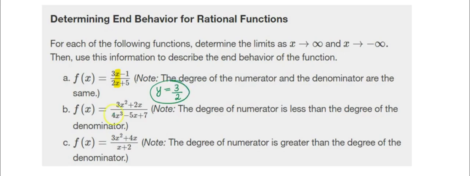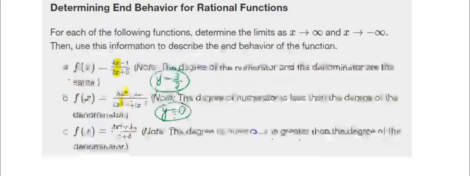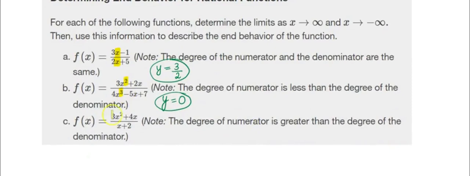Okay, got that? And then for the degree of the numerator being smaller or lesser than the degree of the denominator, the condition says we automatically know that the horizontal asymptote will be aligned with the x-axis, or y equals 0. Okay. And then for the third one, the degree of the numerator is higher than the degree of the denominator, which means there will be no horizontal asymptote. So we know that there will be no horizontal asymptote.